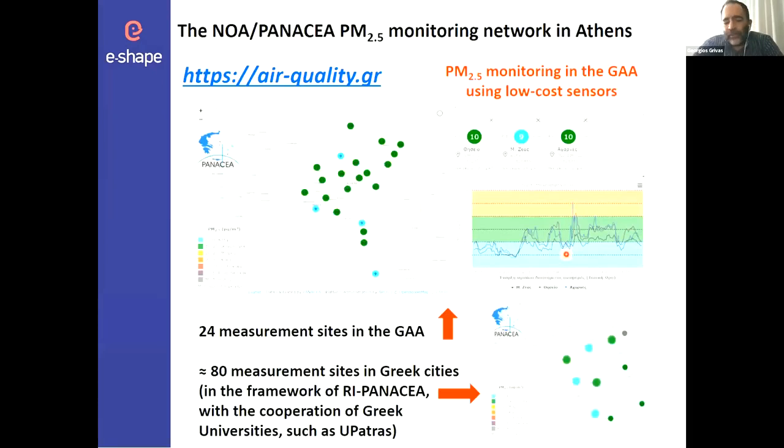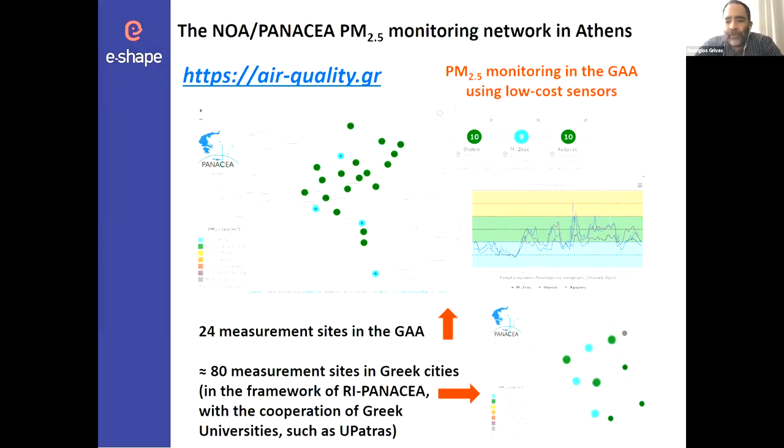In the first step towards an integrated network, we have deployed 24 measurement locations of low-cost monitors in the Athens basin, and we are gathering their measurements every hour in an online platform. This is the platform, this is the site, the URL. We can see some of the visualization capabilities of the platform here, and it also includes a color-coded air quality index in order to be more accessible for the citizens.